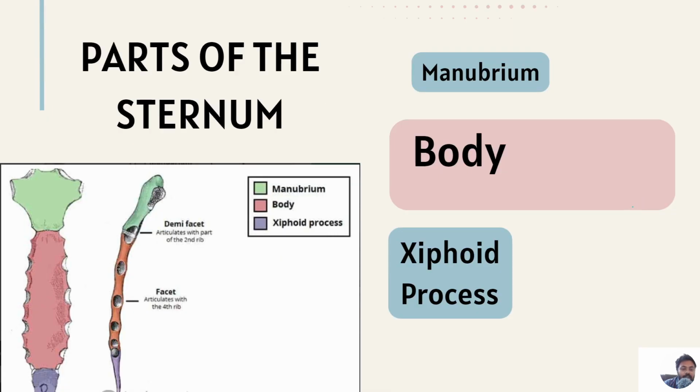Usually, the sternum contains three parts: manubrium, body, and xiphoid process. In children, these elements are joined by cartilage. The cartilage ossifies to bone during adulthood. So, let's discuss the manubrium of the sternum.